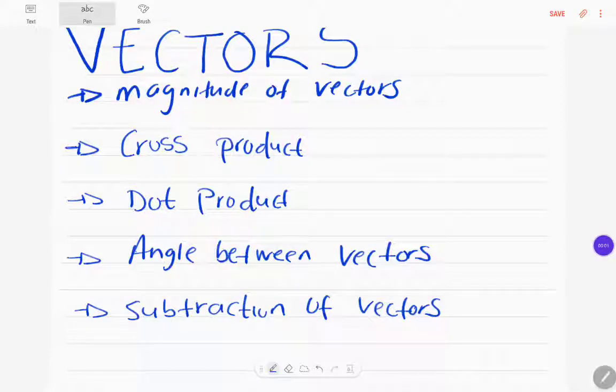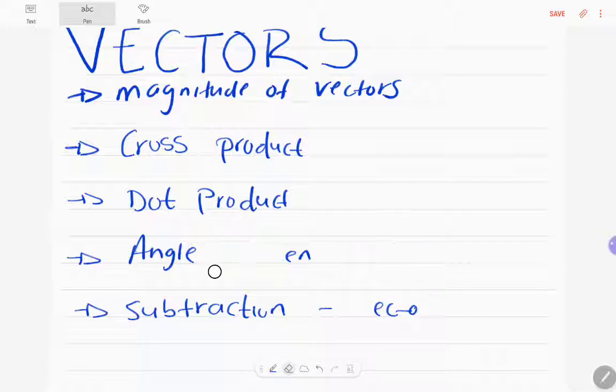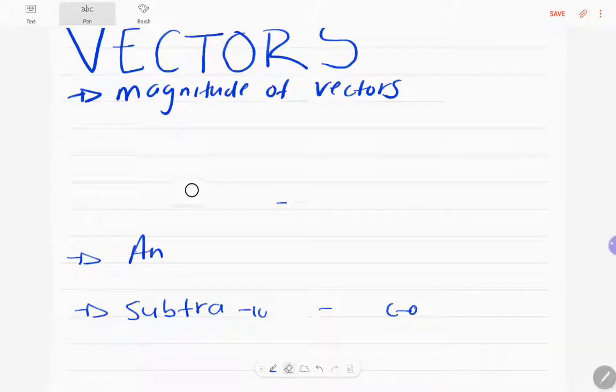Hi guys, in today's lesson we are going to talk about vectors. A vector is a physical quantity that has both magnitude and direction. We'll focus more on the cross product, dot product, the magnitude of vectors, calculating the angle between two vectors, and subtraction of vectors. So the first one, we'll start with the magnitude of vectors.